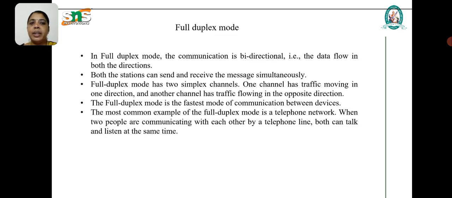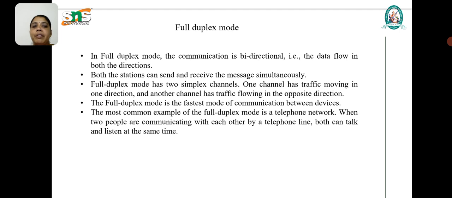Next, the third one is very important, and nowadays people are using the full duplex method, which is bidirectional. The data flows between both devices at the same time. Both stations can send and receive data simultaneously. One channel has traffic moving in one direction and another channel has traffic flowing in the opposite direction. Easy communication can be done.